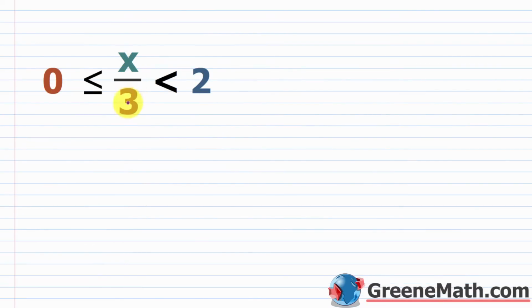So here we have x over 3 is greater than or equal to 0 and less than 2. So what I need to do here is think about how to undo what's being done to x in the middle. So right now x is being divided by 3. So what I can do is I can multiply each part here by 3. So in other words, I can say that I have 0 times 3 is less than or equal to, I'll say x over 3 times 3, and I'll put the less than here, and then I have 2 times 3.